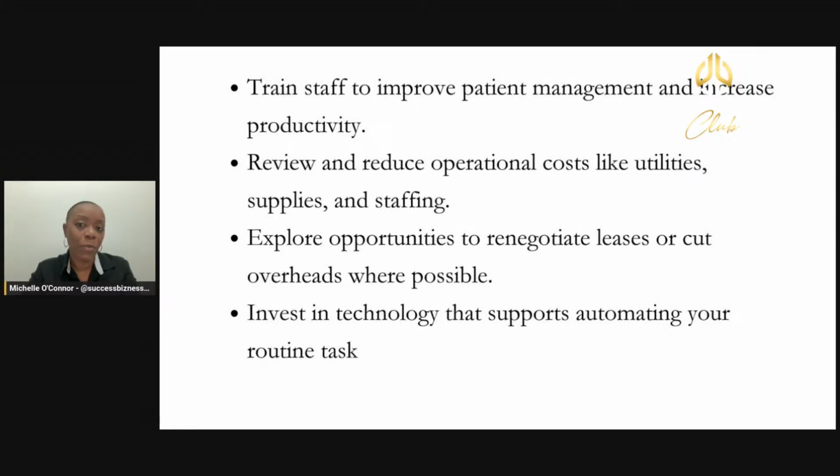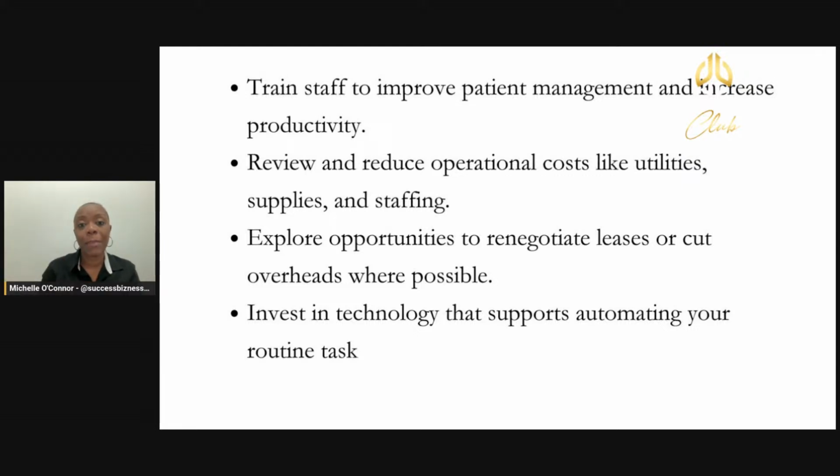Train your staff to improve patient management and increase productivity. Review and reduce operational costs like utilities, supplies, and staffing. Sometimes we are not paying attention to our numbers. So you aren't looking at your numbers to see that every month this has been the cost for supplies. This month it's here. Why is it here? Do we have a peak period in terms of patient flow? Remember, we spoke about that earlier. Do we have an increase in patient flow, which then increases the supplies that we need to buy? Those are some things that you need to look at.